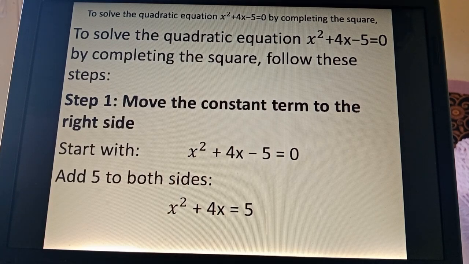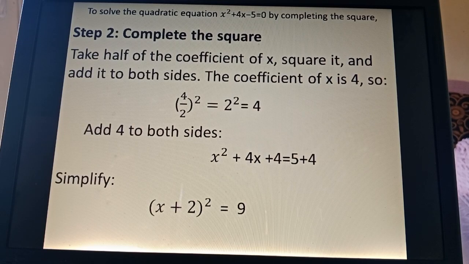Number 1, move the constant term to the right side. So you start with x squared plus 4x minus 5 is equal to 0, so you add 5 to both sides. The result is x squared plus 4x is equal to 5.